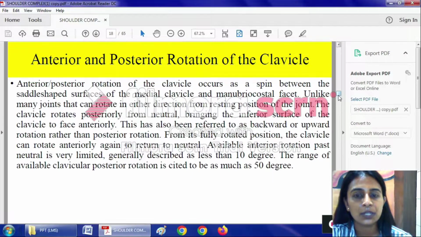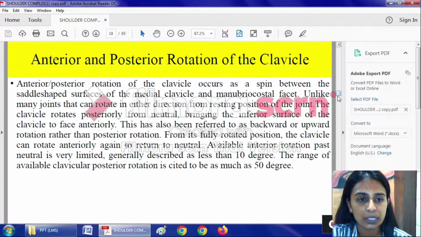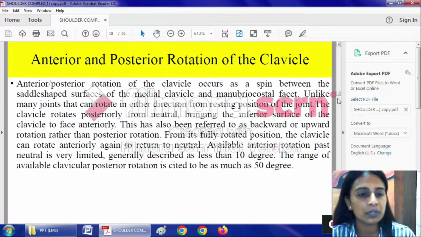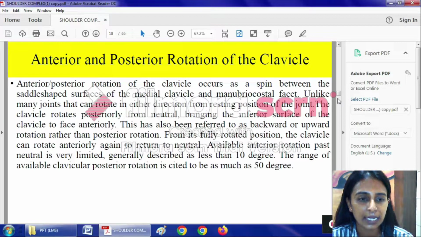Anterior and posterior rotation of the clavicle. Anterior and posterior rotation of the clavicle occur as a spin between the saddle-shaped surface of the medial clavicle and the manubriocostal facet. Unlike many joints that can rotate in either direction from the resting position, the clavicle can only rotate posteriorly from neutral, bringing the inferior surface of the clavicle to face anteriorly. This has also been referred to as backward or upward rotation rather than posterior rotation.